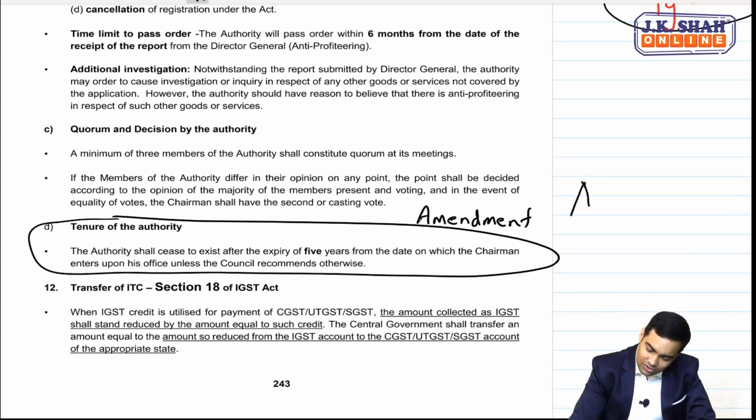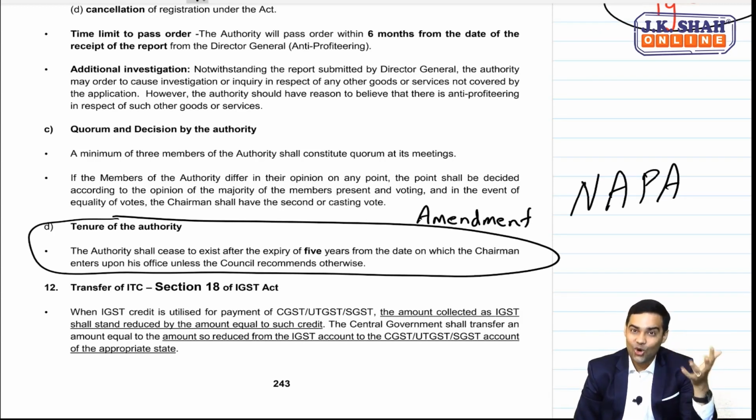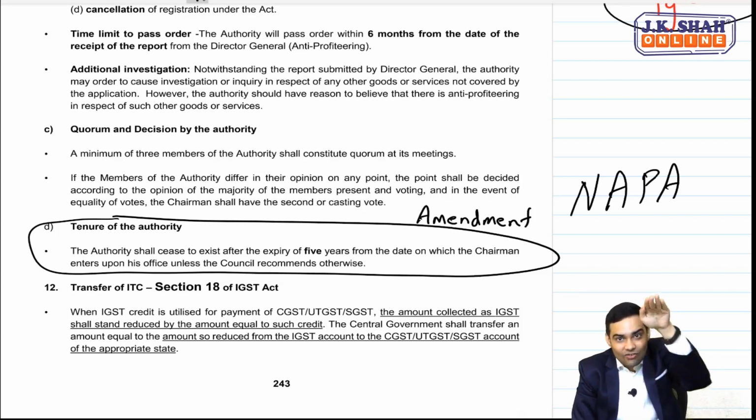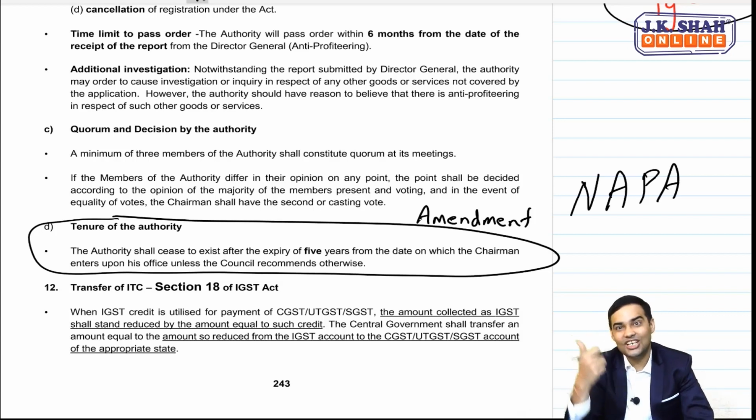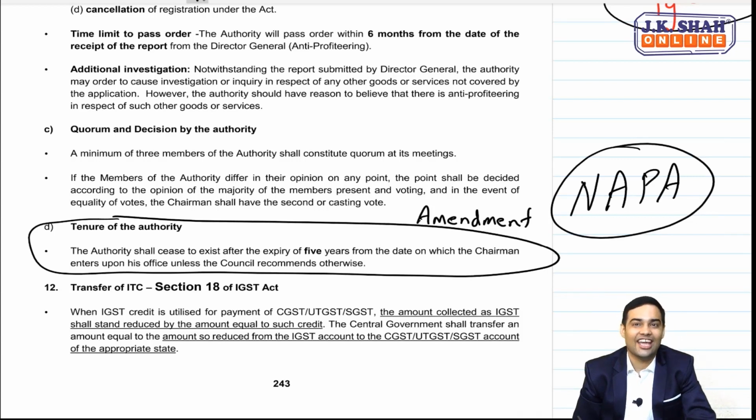Earlier, you remember the National Anti-Profiteering Authority? If some businesses are not passing the benefit of input tax credit, or some businesses are not passing the benefit of a reduced GST rate to the customer, then the National Anti-Profiteering Authority can recover that amount from such persons. They can also order that it be refunded to such consumers. They can also charge a penalty. They can also cancel the registration of such a person.